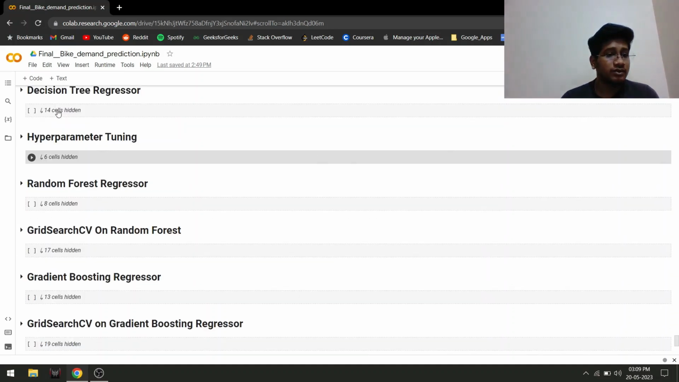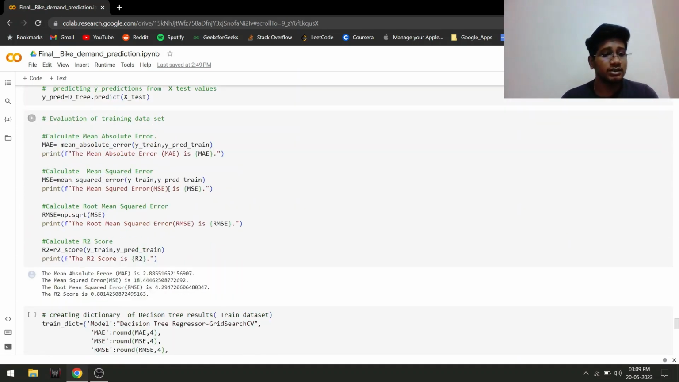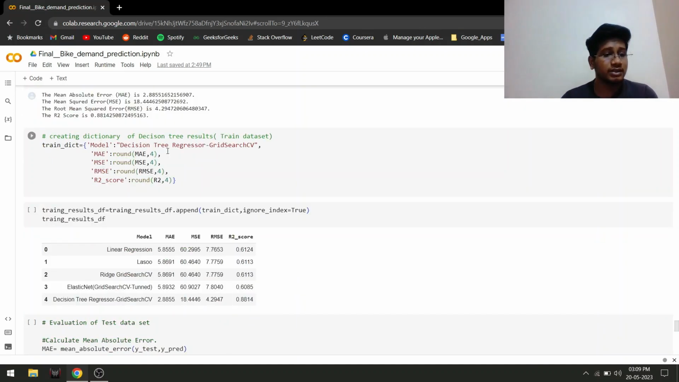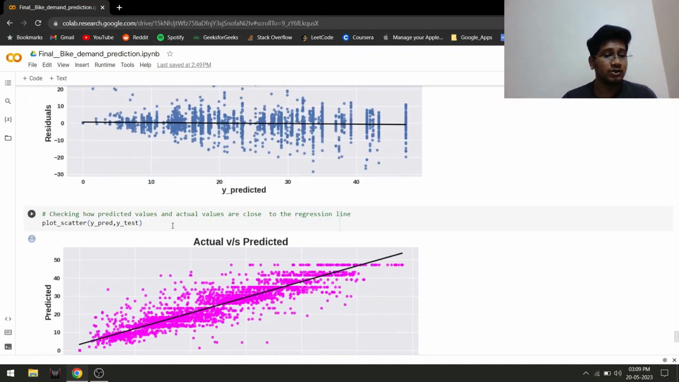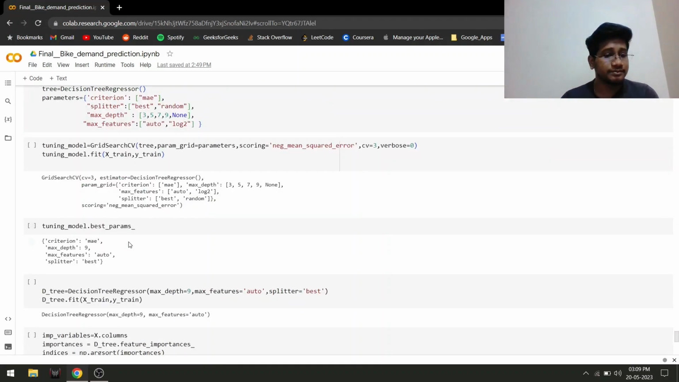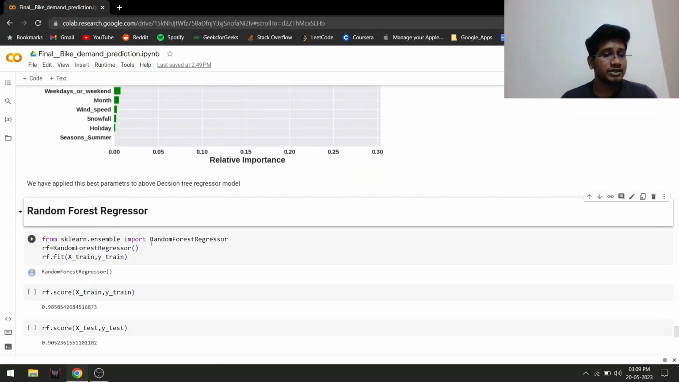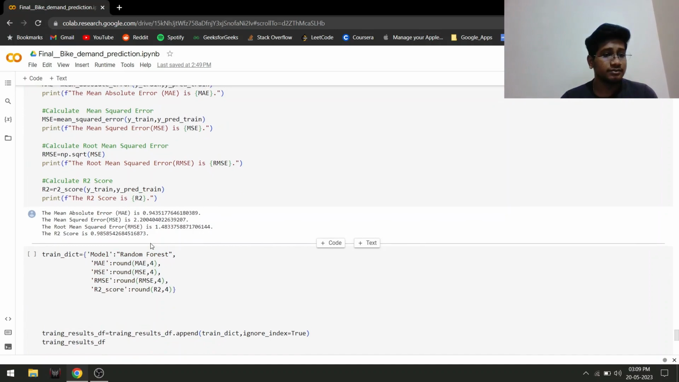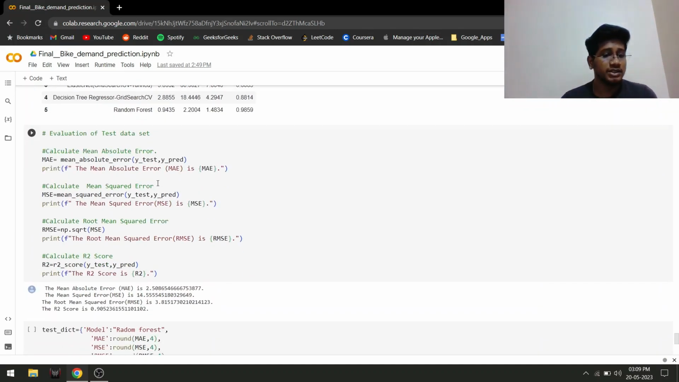First, decision tree. We will start decision tree with evaluation on training data set and then evaluation on test data set. We will look at the conclusion later. Then with hyperparameter tuning, random forest regression on training data set and on test data set.